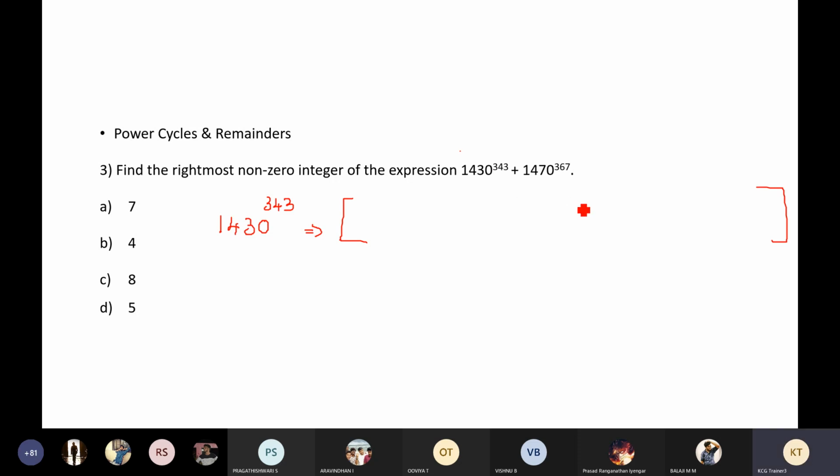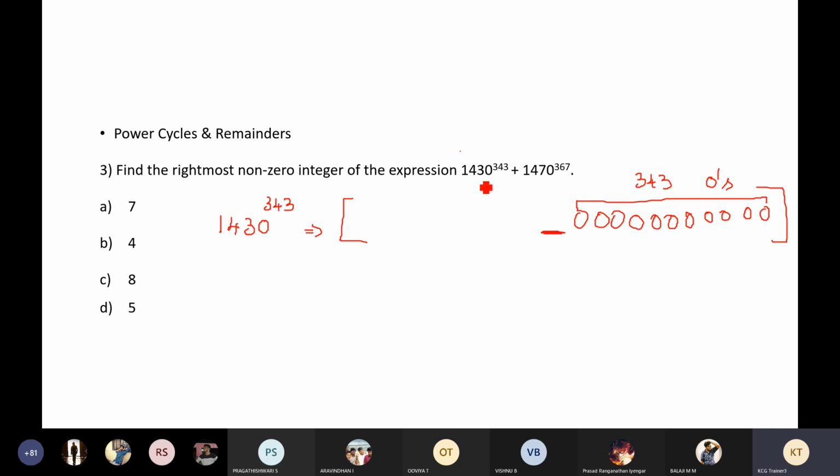Very good. 343 zeros will definitely be there. So 1, 2, 3, 4, 5, 6, it goes on. There'll be a lot of zeros, which is actually 343 zeros. Okay, and then I'll have a digit. What will be that digit?